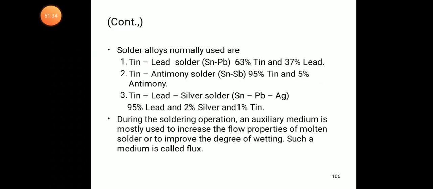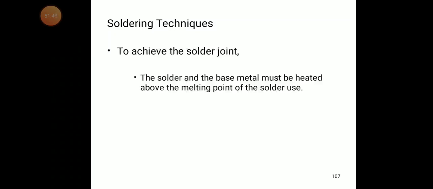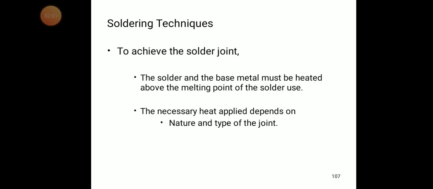After selecting the flux, now we go to the next level, that is the soldering techniques. What are the different soldering techniques? To achieve the solder joint, the solder and the base metal must be heated above the melting point of the solder we use. The necessary heat applied depends on the nature and type of the joint we are using.